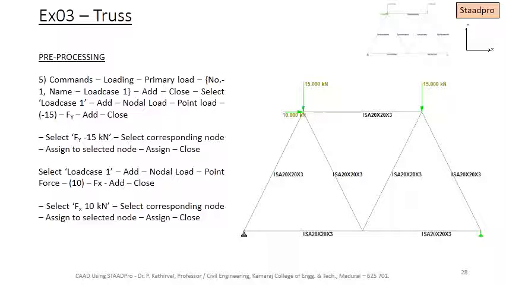Once again select load case 1, add, nodal load, point load, give 10 intensity in the Fx direction, add and close. Now select Fx 10 kilonewton. Select the corresponding node, which is the top left. Assign to selected node, assign, close. So the load is displayed.